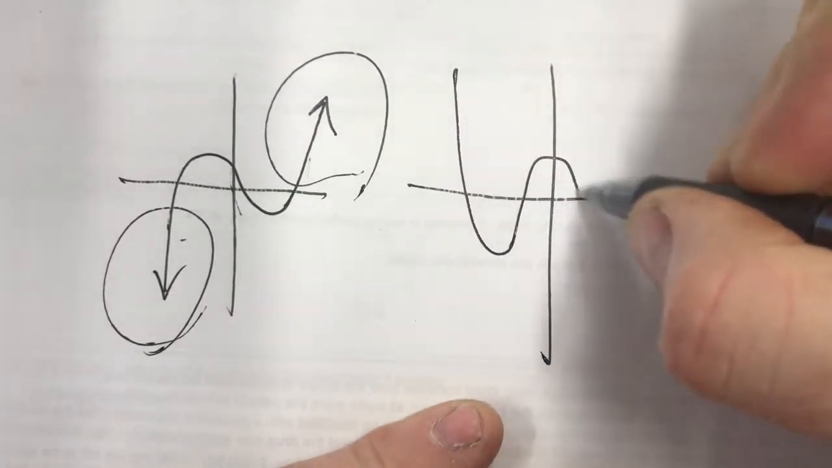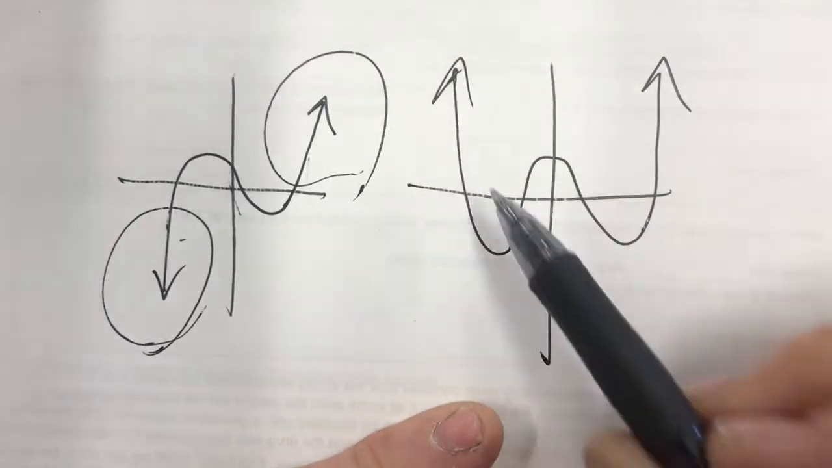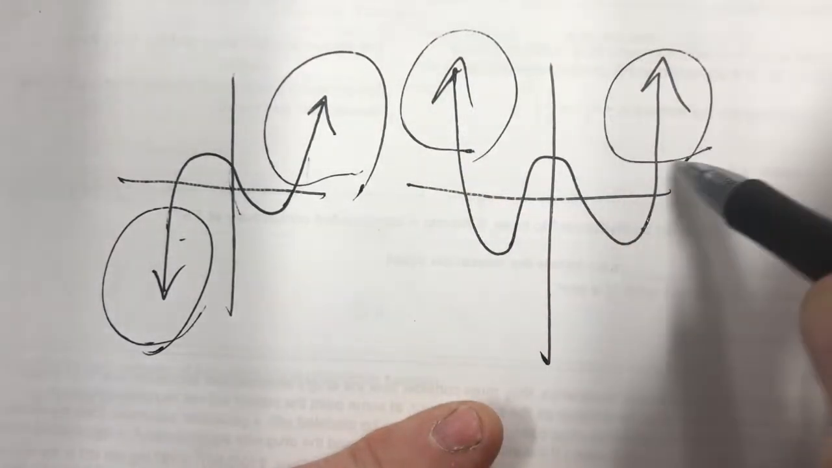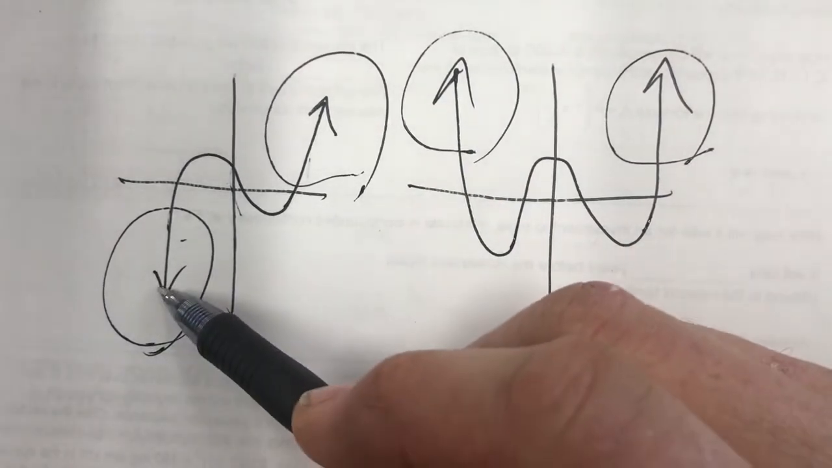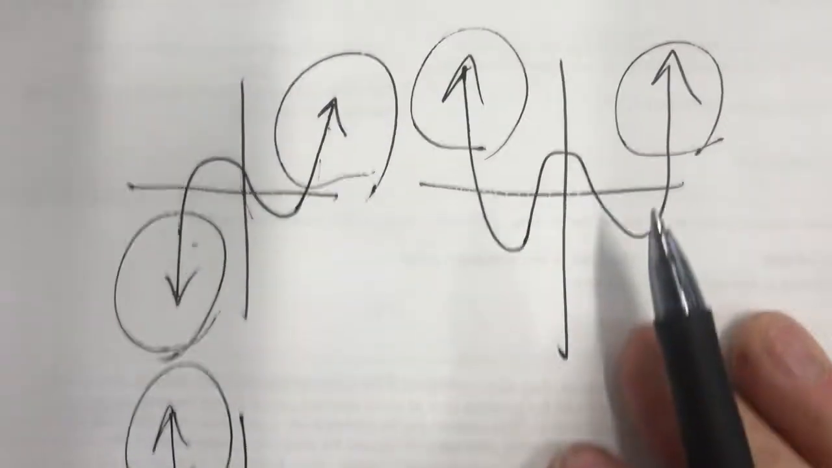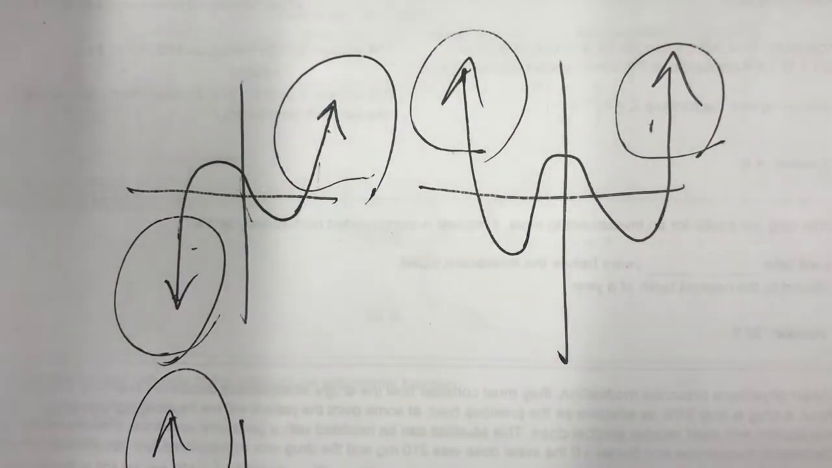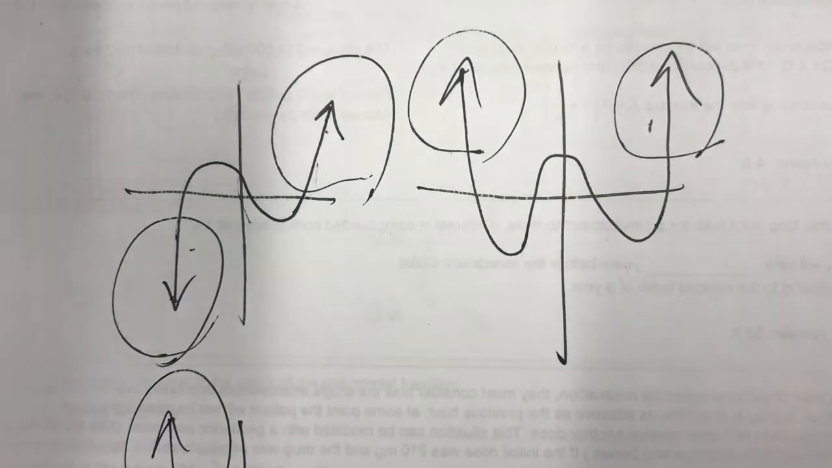Sometimes you might have one that does this, where both the left side and the right side are up. You might have the left side down, the right side up. You could have it this way, the left side up, the right side down. Or, like these are both up, you could have them both down. Now there's a real easy way to determine what the end behavior is.